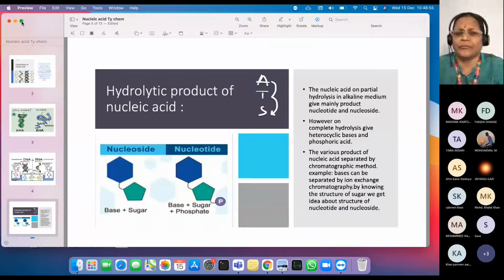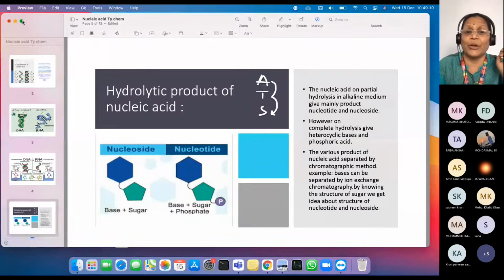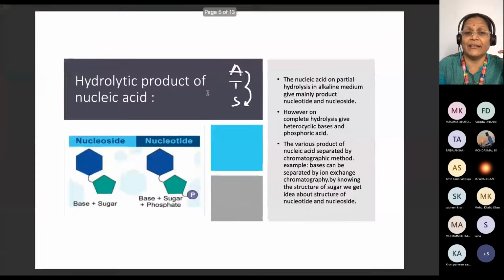I want this line to be fixed in your mind. Come on. Nucleic acid on hydrolysis gives nucleotide. Nucleotide on hydrolysis gives nucleoside. Good. Now, why I want you to repeat this line, I will tell you. Because now we are going to go for the acid, then tide and side.